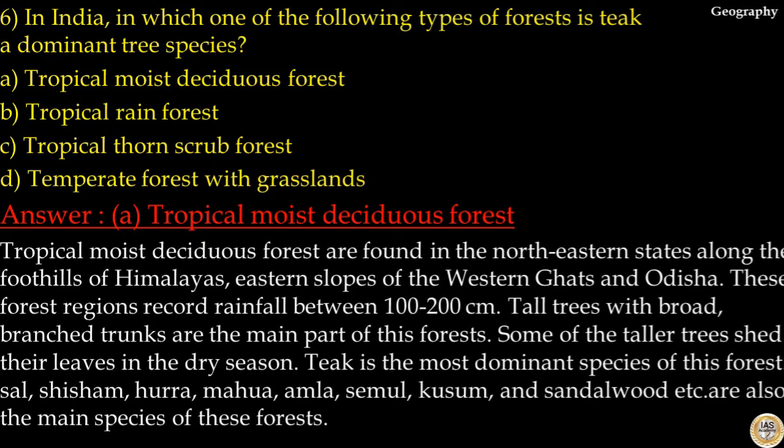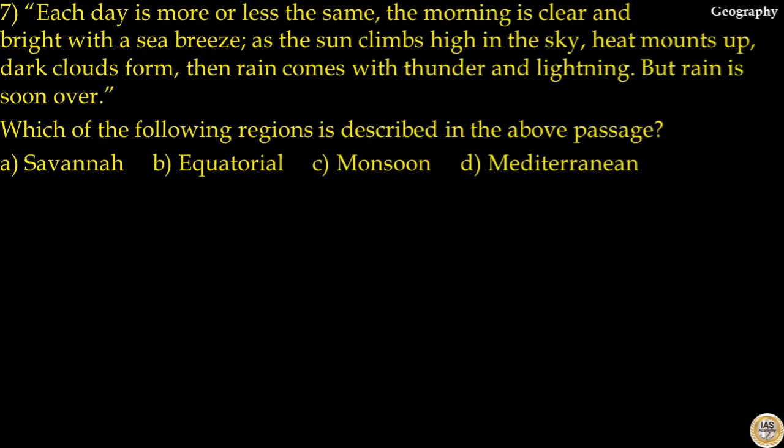Tropical moist deciduous forests are found in the northeastern states along with the foothills of Himalayas, eastern slopes of the Western Ghats and Odisha. These forest regions record rainfall between 100 to 200 cm. Tall trees with broad, branched trunks are the main parts of this forest. Some of the taller trees shed their leaves in the dry season. Teak is the most dominant species of this forest. Sal, Shisham, Hura, Mahua, Amla, Semul, Kusum and Sandalwood etc. are the main species of this forest. So, the answer to this question is option A.